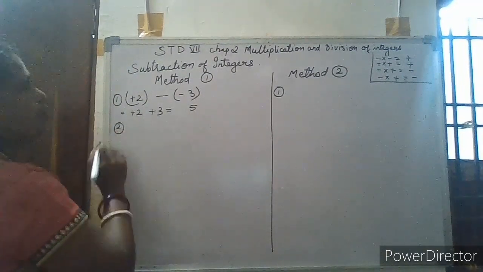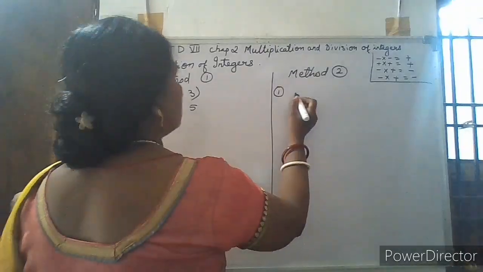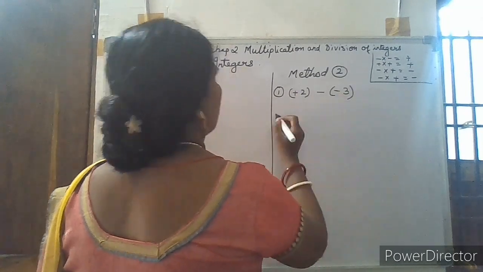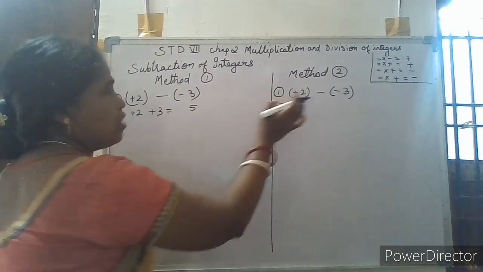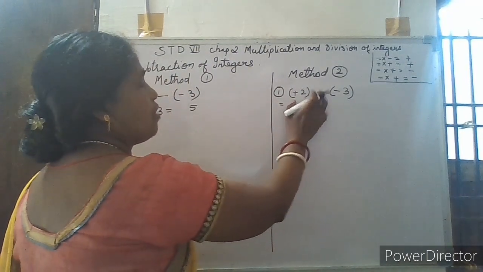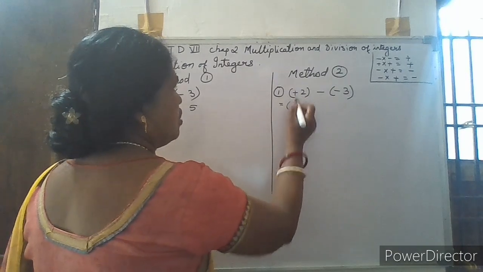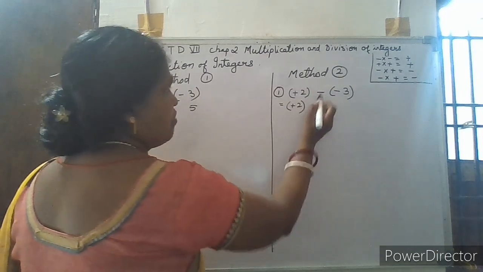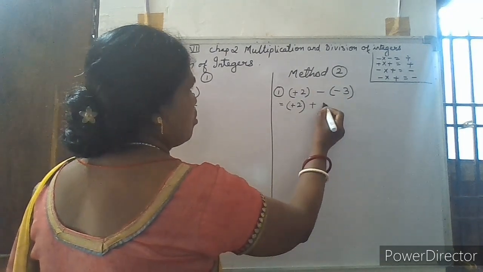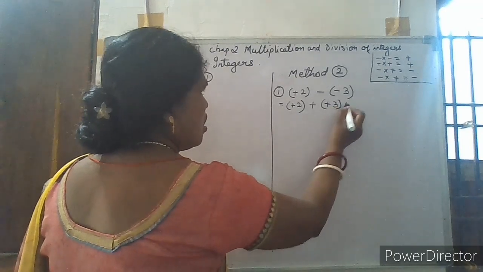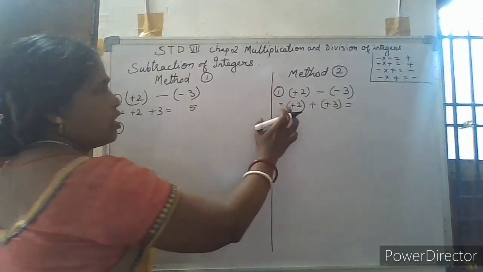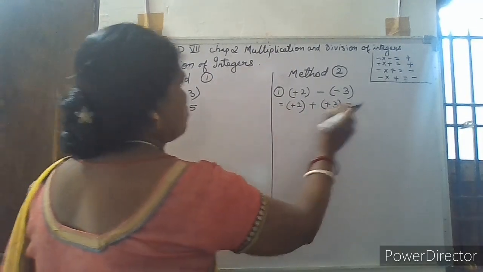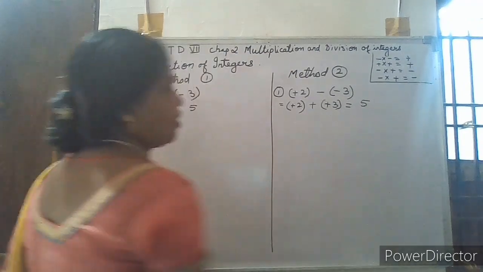Then second example. The same example when we do it with the second method. Now second method, all listen here. In this one we have to change the sign, we have to convert it into addition form. So this one will be the same as it is. Here inside the bracket this minus sign will change into plus, and this minus sign also will change into plus. Now apply addition rules. Here it is addition of integers now. Both the numbers have same sign, add and put the same sign. So we get plus 5.